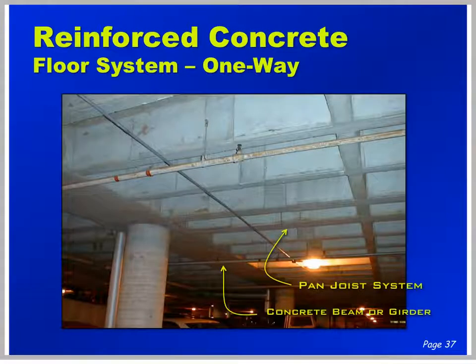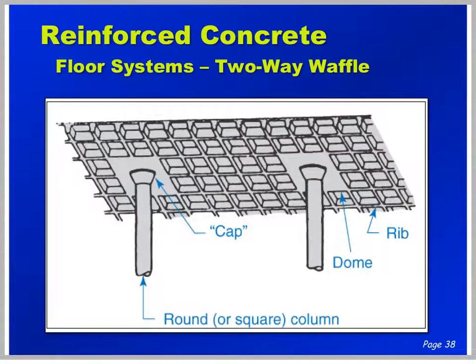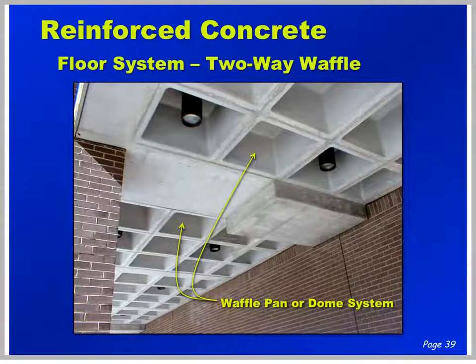Let's take a look at this parking garage where we have a girder beam running from column to column with a pan joist running from girder to girder. One-way floor system. A two-way system could look like this, where the floor is spanning both directions from column to column. Here is a physical example of a dome system spanning from girder to girder in both directions.